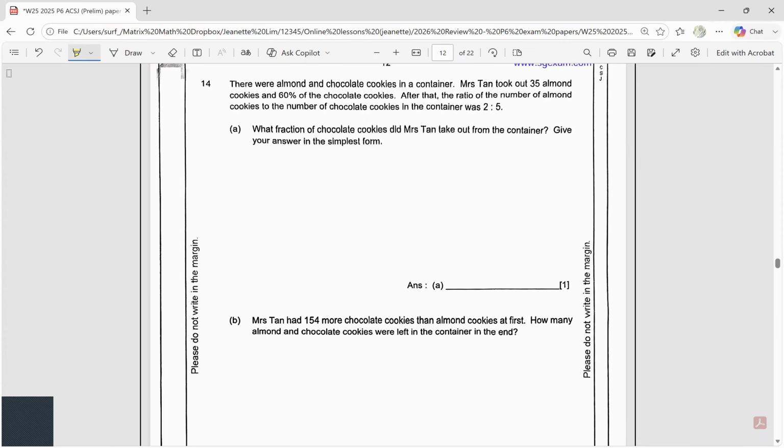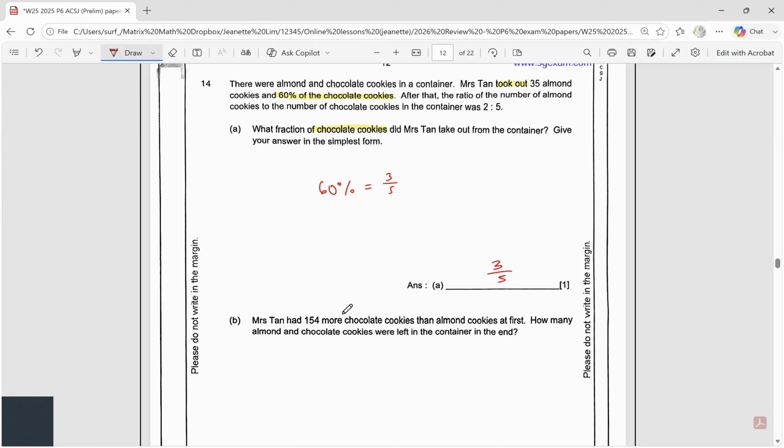So here, take note that Mrs. Tan took out 60%. Okay, took out 60% of the chocolate cookies. We are only focusing on the chocolate cookies that she took out. Okay, what fraction did she take out? She took out 60%, so 60%, we just need to change it to fractions. Okay, so 60% is actually 3 over 5. Then this is the answer for part A.